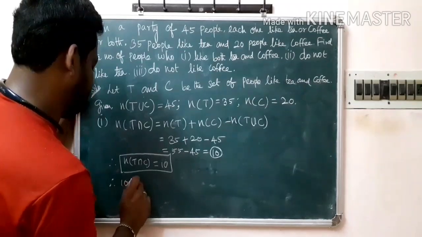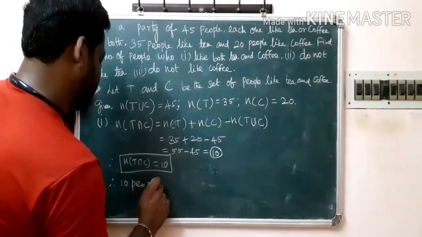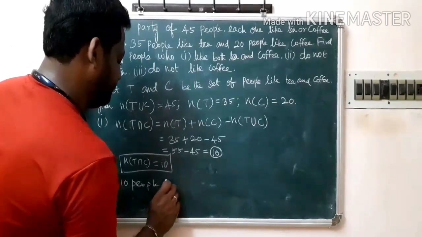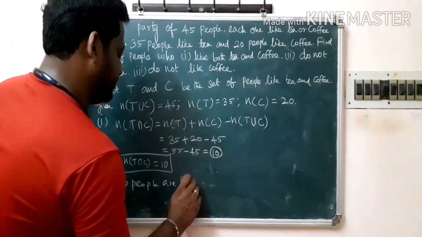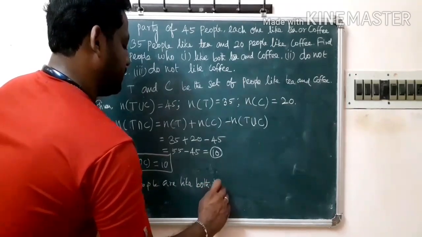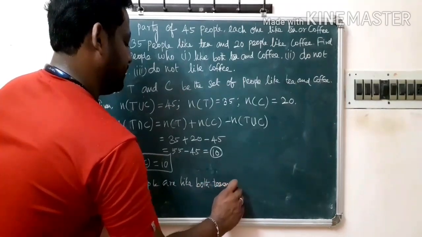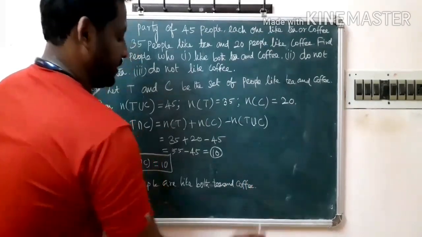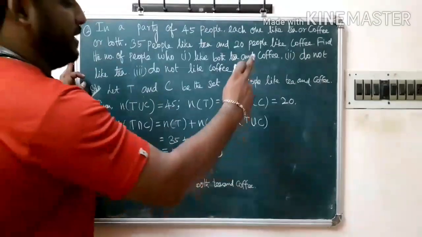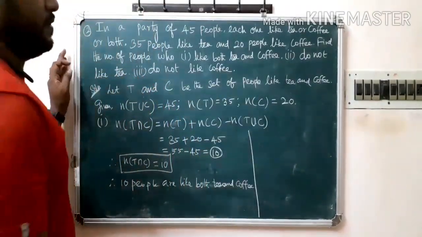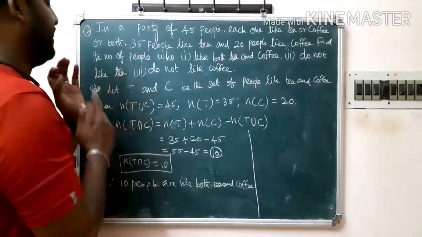So therefore, 10 people like both tea and coffee. Clear?